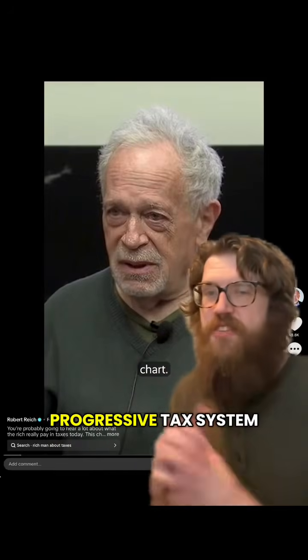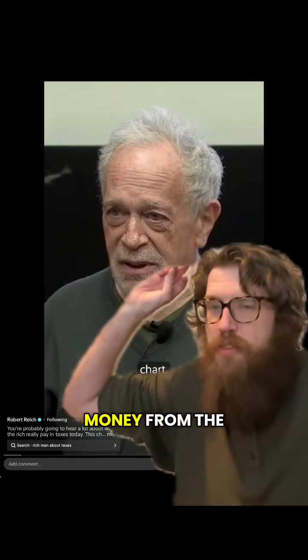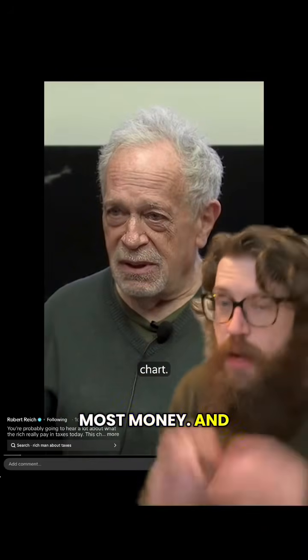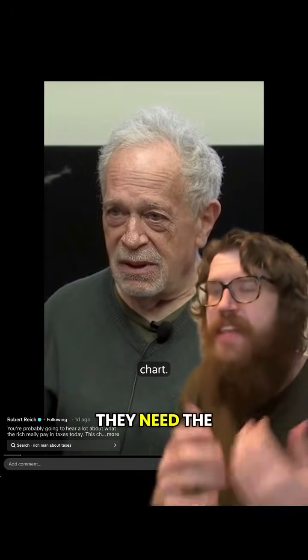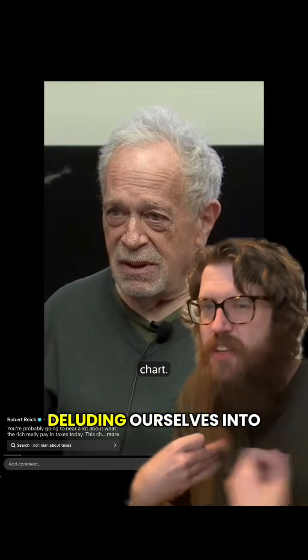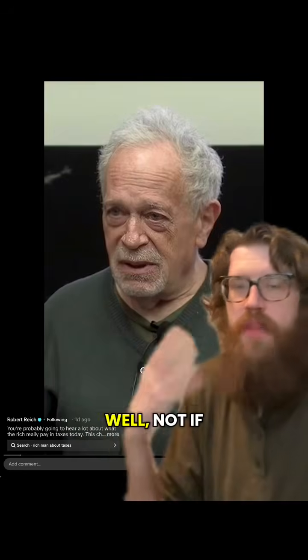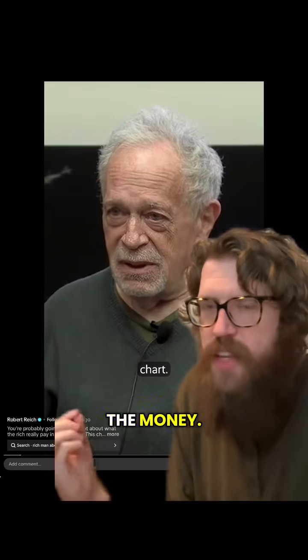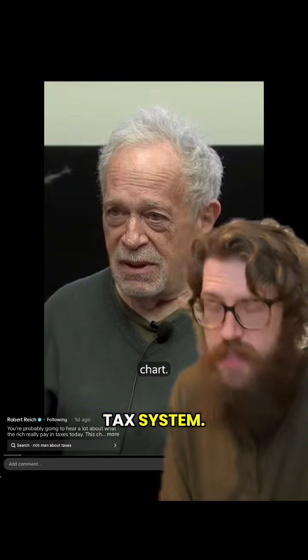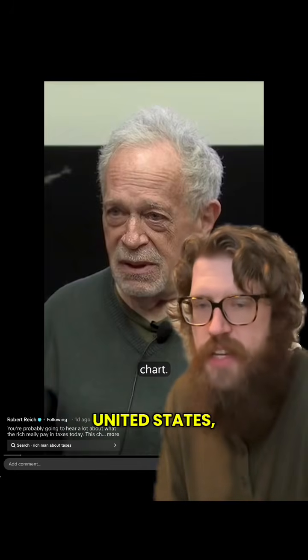I think a progressive tax system is good. We should take most of the money from the rich. They have the most money. And we should give most of the money to the poor. They need the most money. I just think we shouldn't be deluding ourselves into saying, oh, we have a flat tax in the United States. Well, not if you count what government does with the money. Then we have a very progressive tax system, tax and transfer system in the United States, as I hope I've explained here.